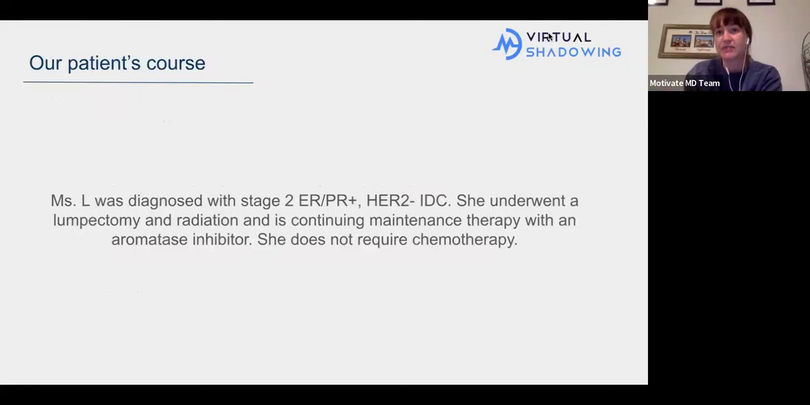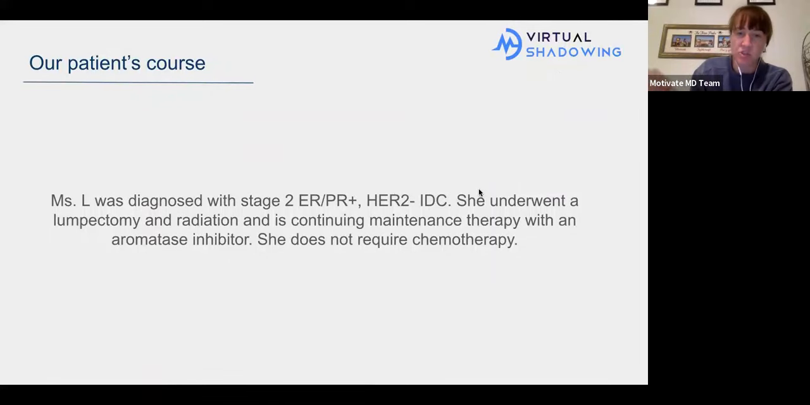Okay, so then just briefly wrapping it up with our patient's course. Ms. L was diagnosed with stage 2, ER/PR positive, HER2 negative, invasive ductal carcinoma, right? So that means she's probably stage 2 because her tumor was 3 centimeters. We learned her ER/PR status based on that biopsy that we probably took initially. And then we know she's invasive ductal carcinoma because it's grown outside of the duct. It's no longer just inside the duct, right?